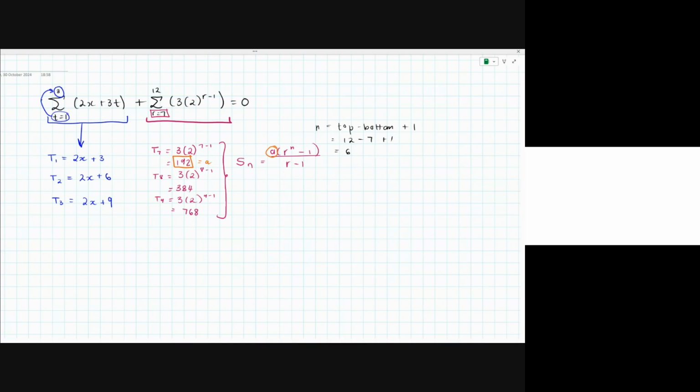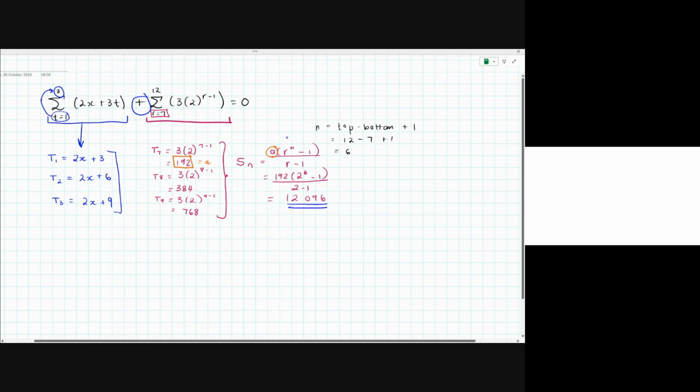6 terms. All right. So we have now everything that we need to substitute into this formula to get our sum. A was 192. R is 2 to the power 6 minus 1, all over 2 minus 1. 192. And that gives me 12,096. Okay, so what this means is that when I take all of these blue terms and add 12,096, I must get 0.